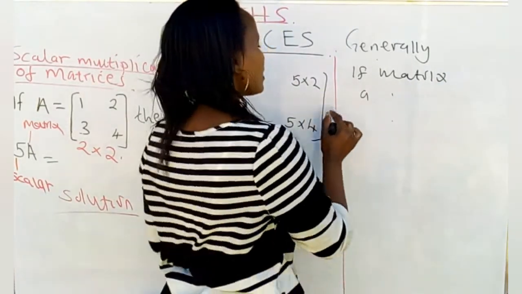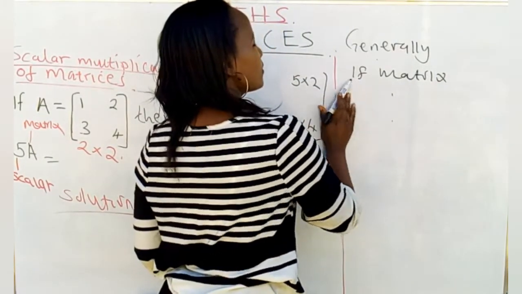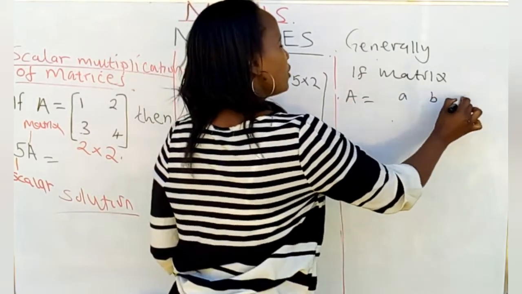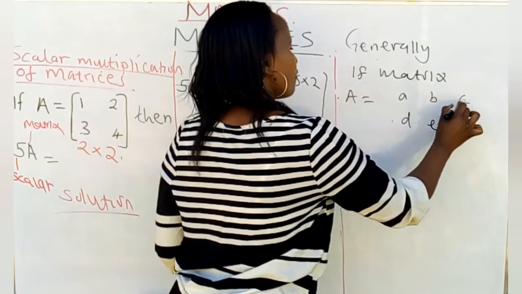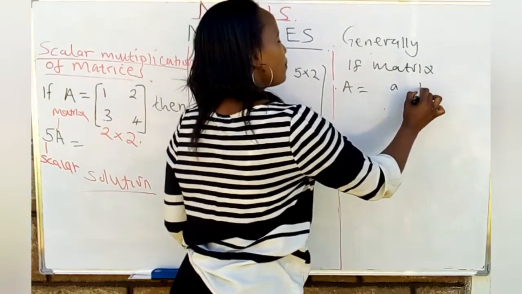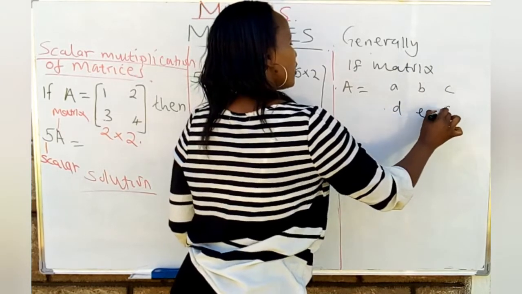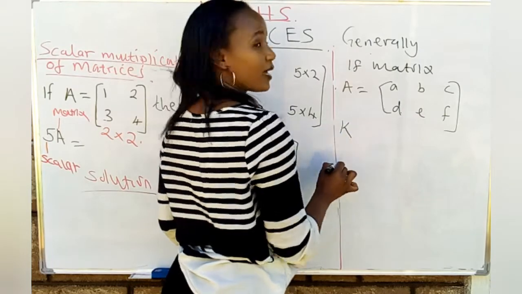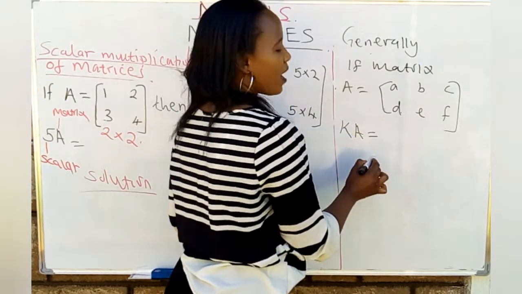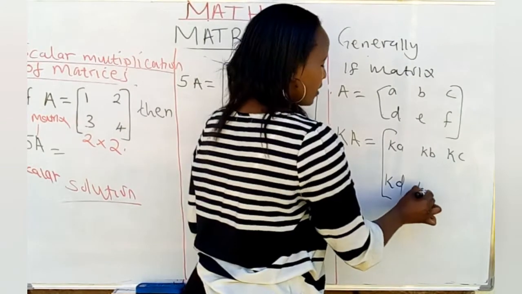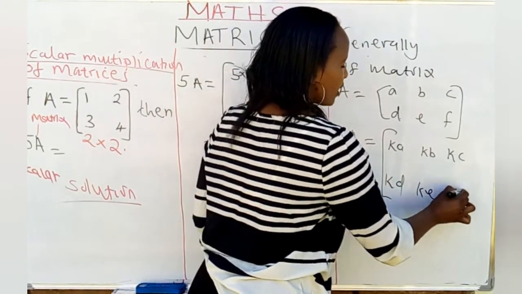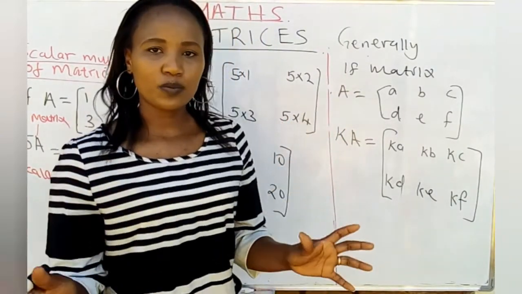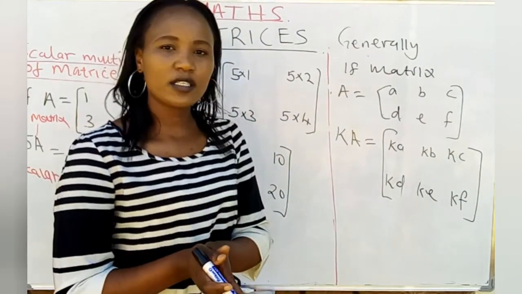Generally, if we have matrix A, which is A, B, C, D, E, F, multiplied by a scalar K, then we shall have KA, KB, KC, KD, KE, and finally KF. That is how we do scalar multiplication in matrices.